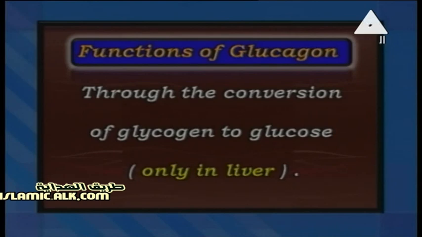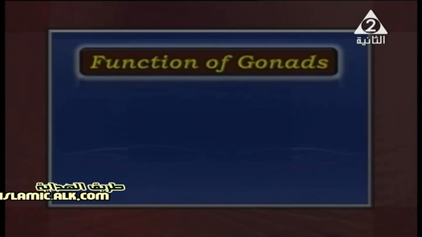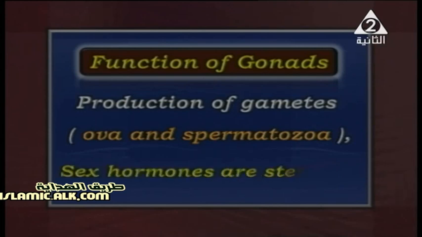The sex glands, or the gonads: the hormones are secreted by the gonads. The function of the gonads, I know that you know, we studied them before. Number 1, production of the gametes, which are ova and sperms or spermatozoa. Number 2, the sex hormones are steroids. Just an extra information for you.